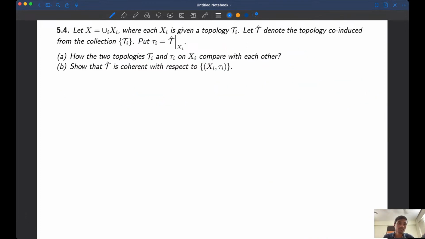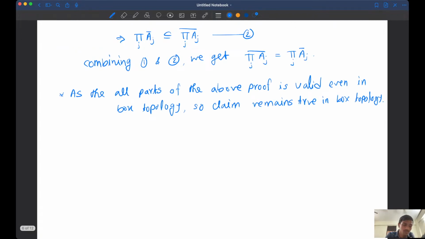Yeah, it's clear, but there's one general question that pops up. The result is true in the case of both box and product topology, right? So in one sense, it means that we are not getting any advantage of product topology in this example.